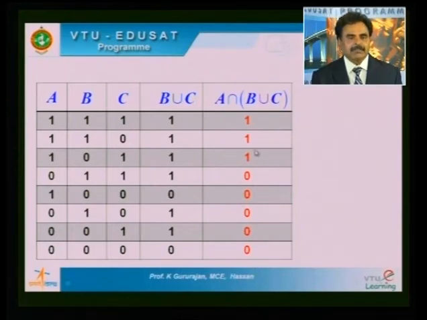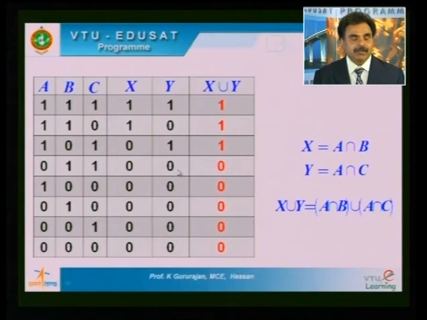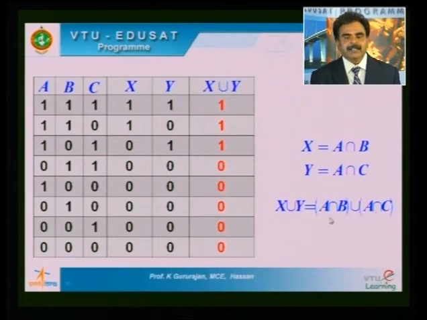Zeros. The 3 ones correspond to the individual assignments of A, B and C: 111, 110 and 101. Now we shall proceed to construct the membership table of the next one, namely A intersection B union A intersection C. For this I need to construct the membership table of A intersection B, also A intersection C, then take their union.